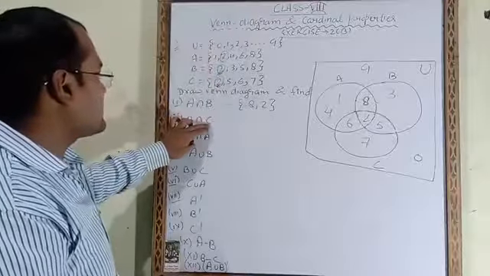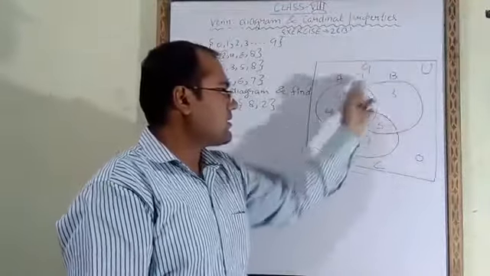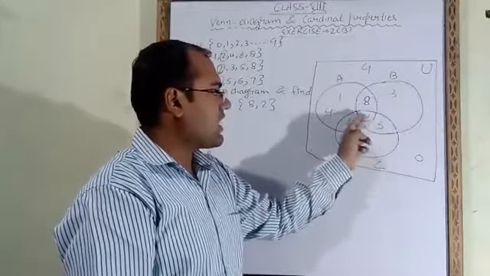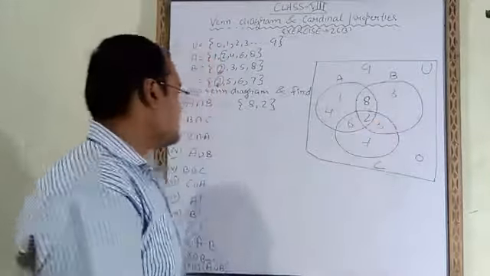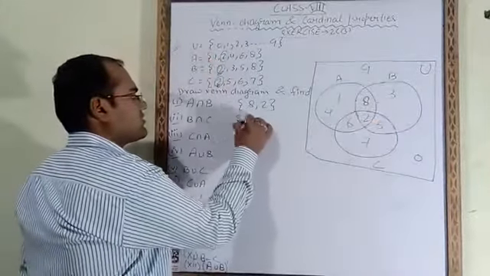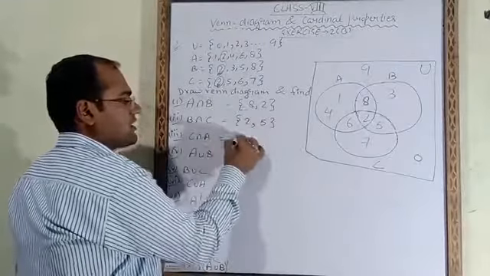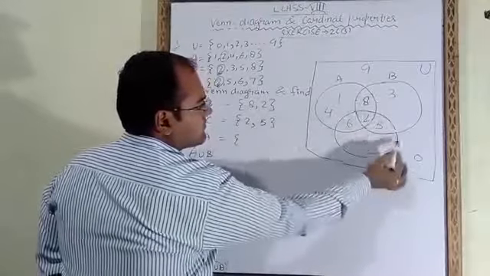Now B intersection C. This is B circle. This is C circle. So 2 and 5 are common in B also and in C also. So we will write here B intersection C is 2 and 5. C intersection A. C circle, A circle.